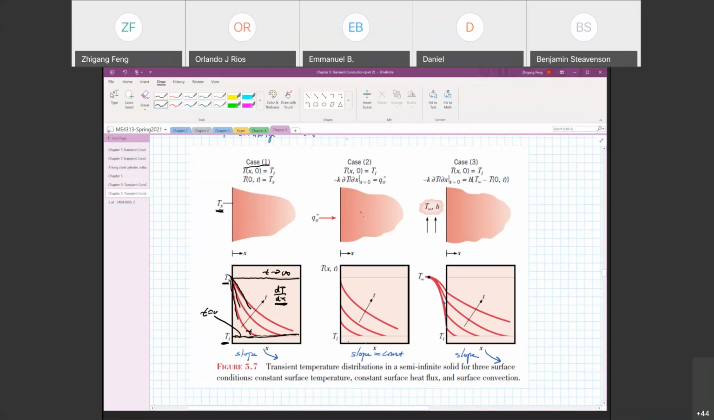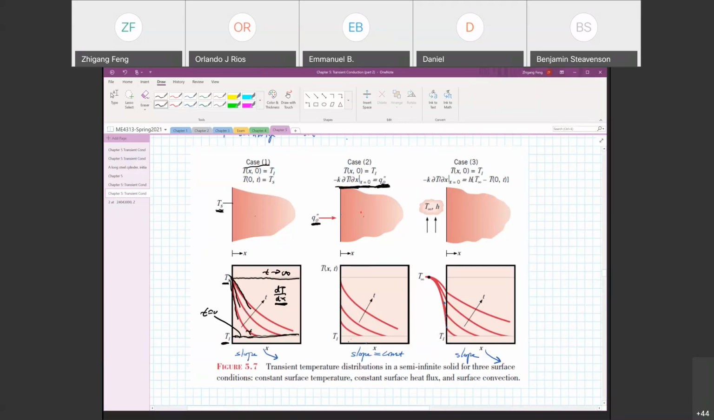The second case is when we impose a constant heat flux, q double prime. This constant heat flux can come from, for example, radiation. So if you put a surface under sunlight, the sun will provide a radiation flux, and we can assume the radiation flux is a constant flux. So in that case, the flux equals a constant, and we make this flux equal to the conduction flux. So that's the boundary condition: the given flux equals the conduction flux.